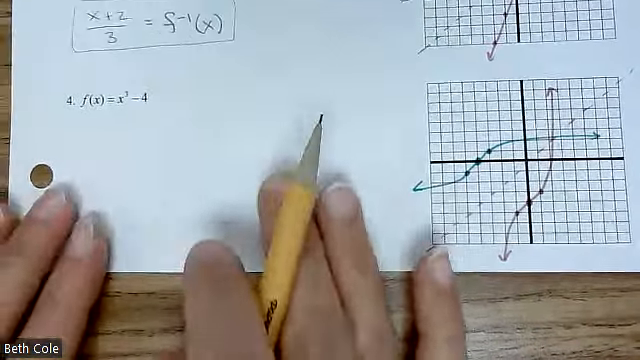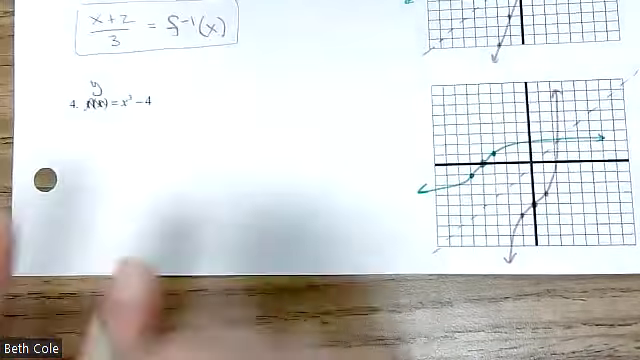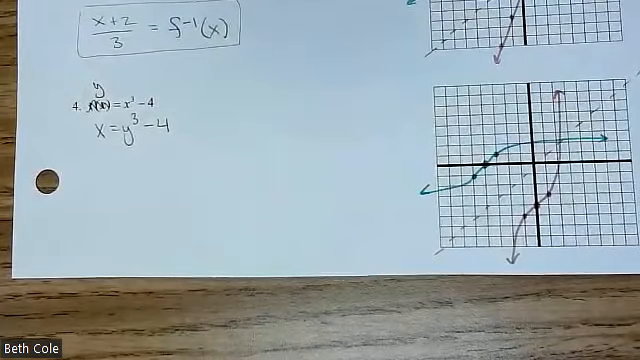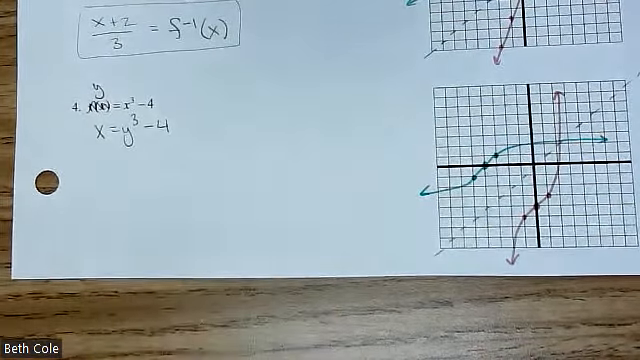All right. Switch x and y. Would sure help a lot if there was a y in the problem, right? Scribble out f of x, that's what's y. Everything else stays put, just switch the x and the y. x equals y cubed minus 4. And then you want to get y by itself. So what are we going to do?